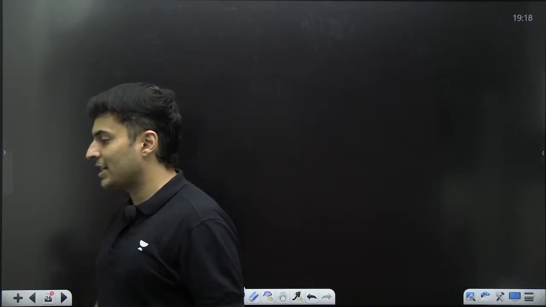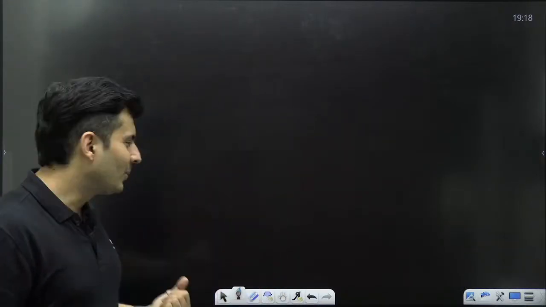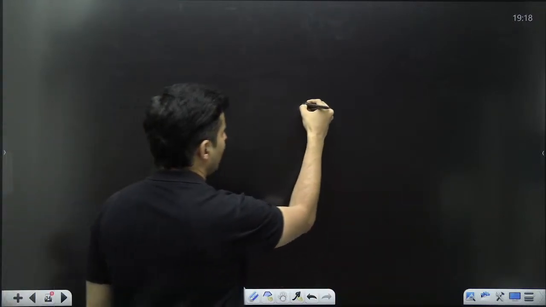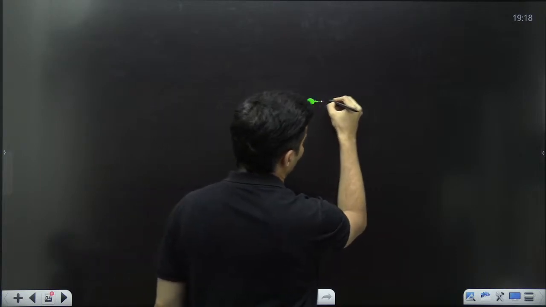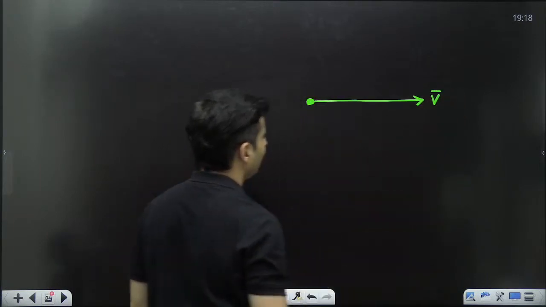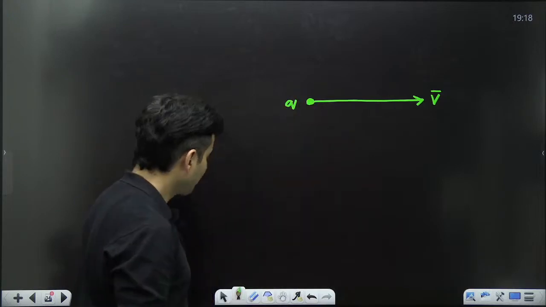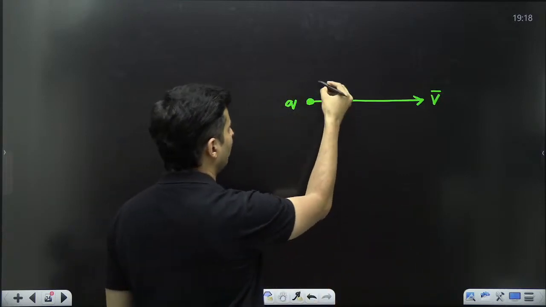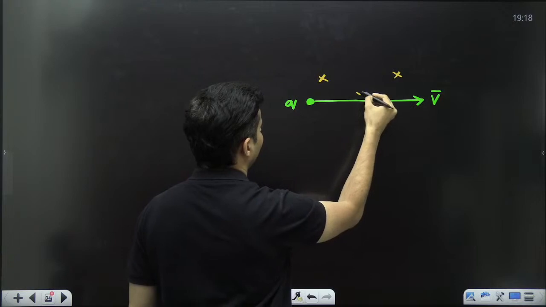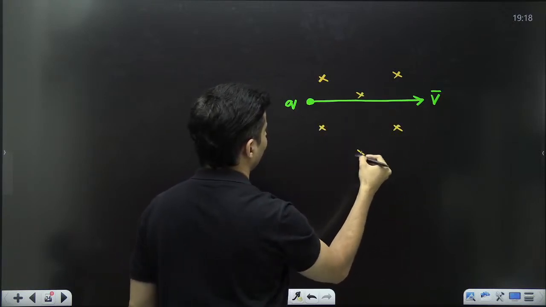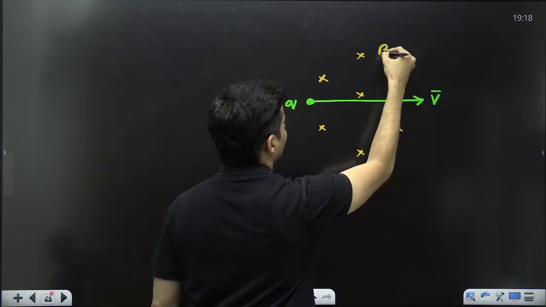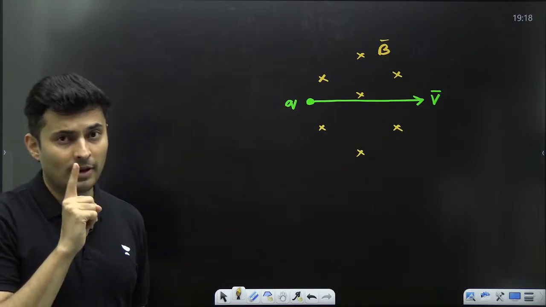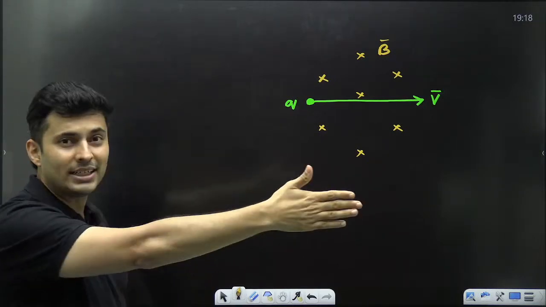A very special application is there for this, and I'll show that to you. Imagine there is a charged particle going with a certain velocity v. There is some charge q over here. Let's say there is a magnetic field inside the plane of the board like this. This magnetic field is basically B. Because of this magnetic field, there will be a magnetic force. B is inside, velocity is to the right side.